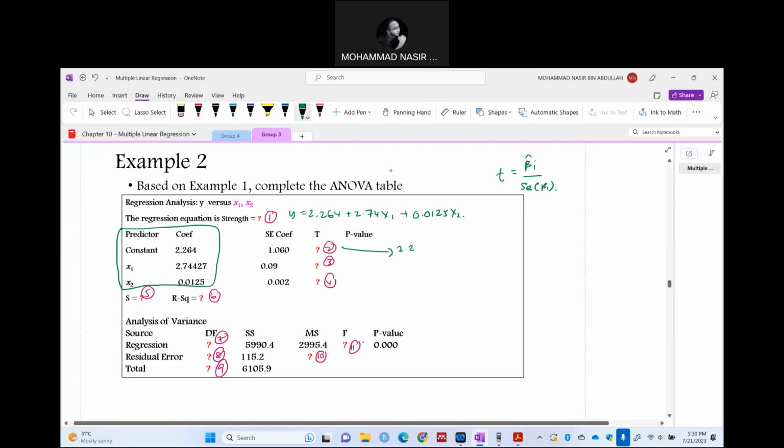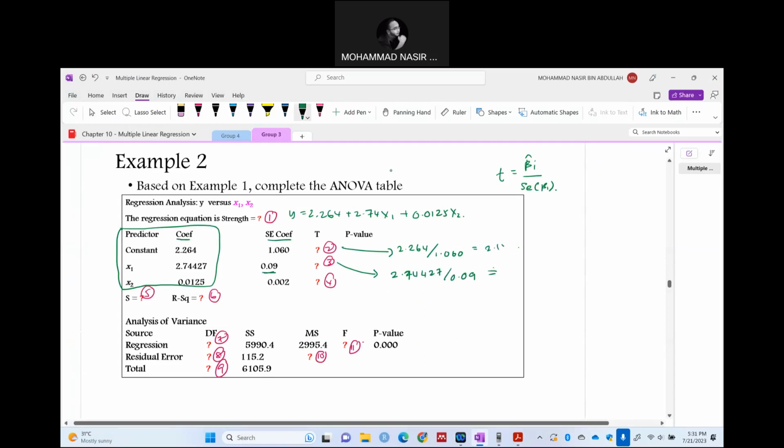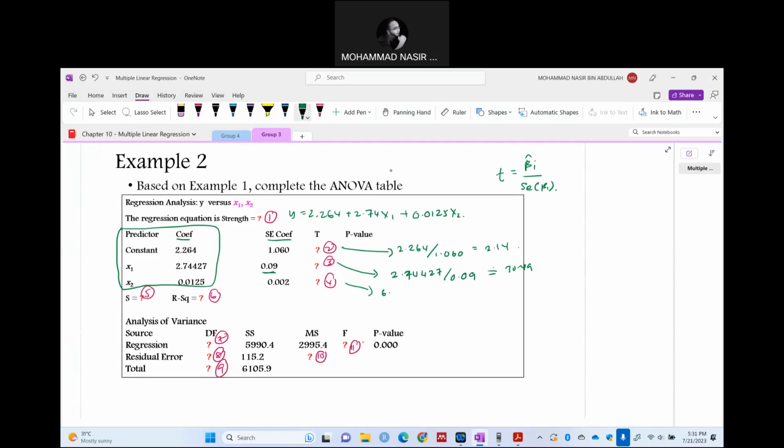So 2.264 divided by 1.060, right? So this one should be equal to 30.49. For number 3, it's the same concept. 2.74427 divided by 0.09. So 0.09 is the standard error of the coefficient, right? This is the coefficient value. So this one should be equal to 2.14. This is 30.49. And the last one should be 6.25.